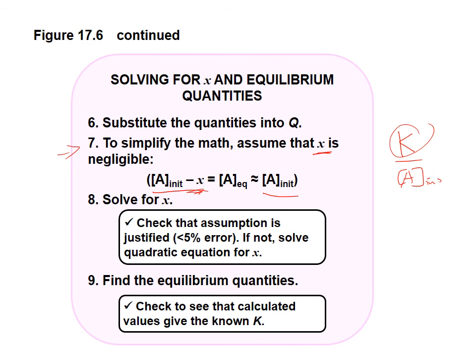After you solve for X, you need to confirm the assumption is justified. You can calculate X over the initial concentration and see if the percent change is less than 5%, and then you can confirm it is justified. Otherwise, you have to use the quadratic formula to solve it. After X is solved, you find the equilibrium quantities for all the substances.